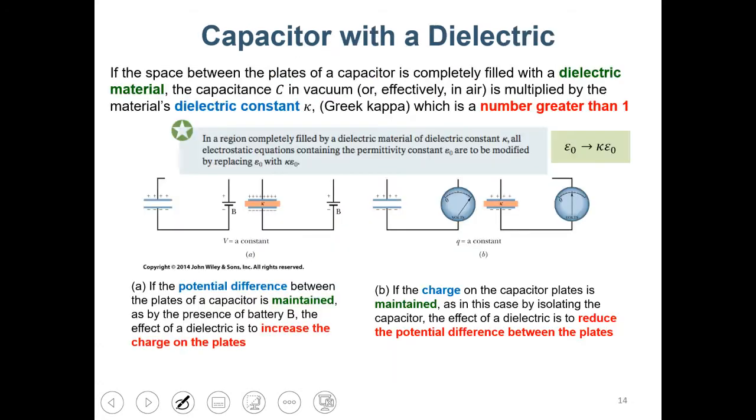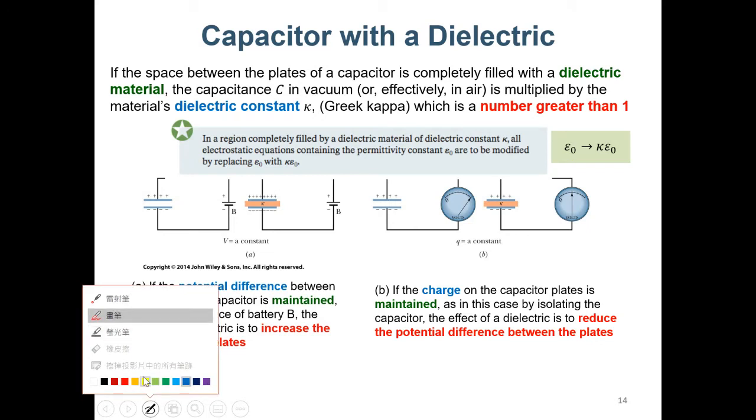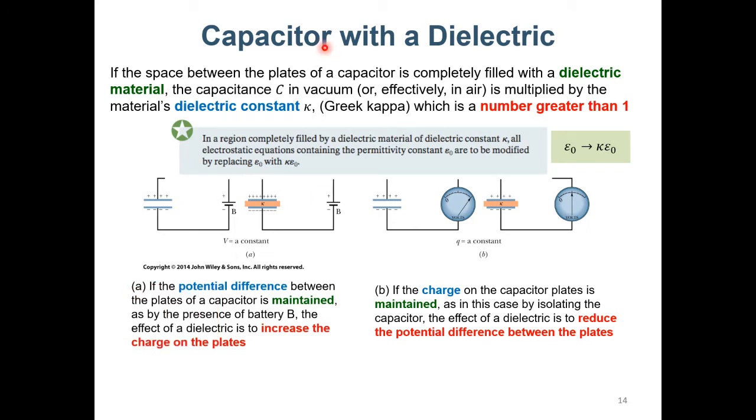Okay, so next we consider a capacitor with a dielectric. Before I mentioned that no matter what the structure is, whether it's a parallel plate capacitor, cylindrical capacitor, or spherical capacitor, you either increase the size or make the two plates close to each other, then you can have a larger capacitor.